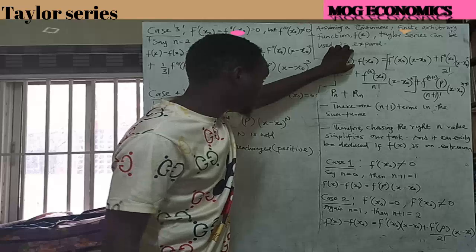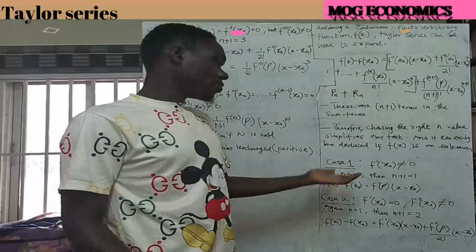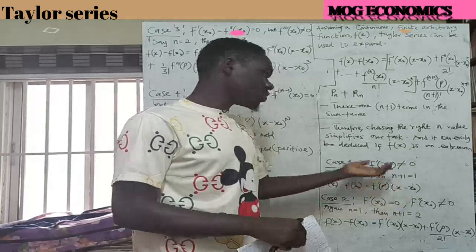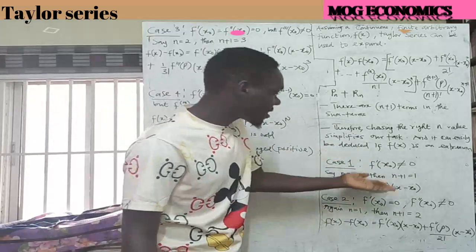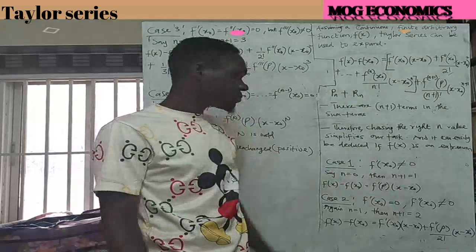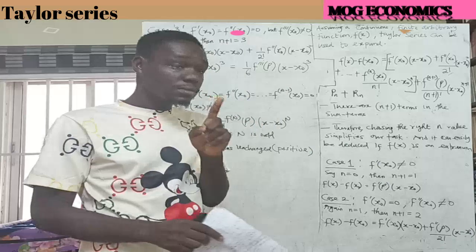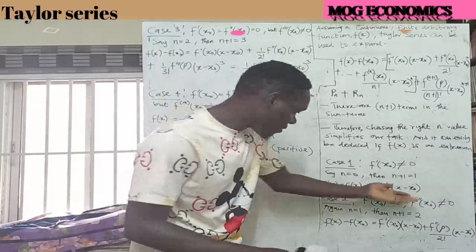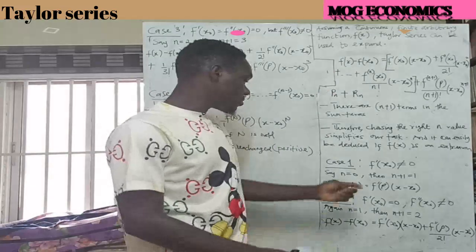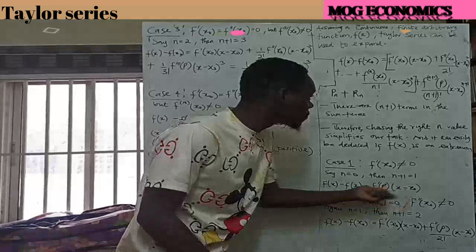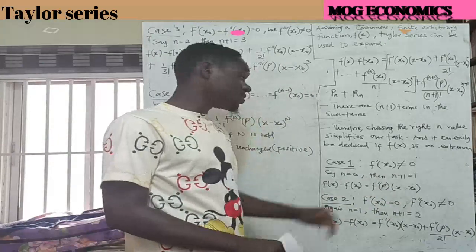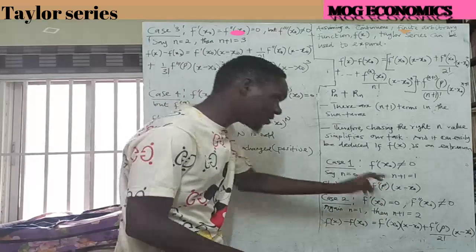Going back to this function here, at this point we are assuming that n is zero. If n is zero, it means on the right hand side we are going to have just a single term. Looking at this function here, we have just this term, which represents the remainder term in this case. So that's just a single term.